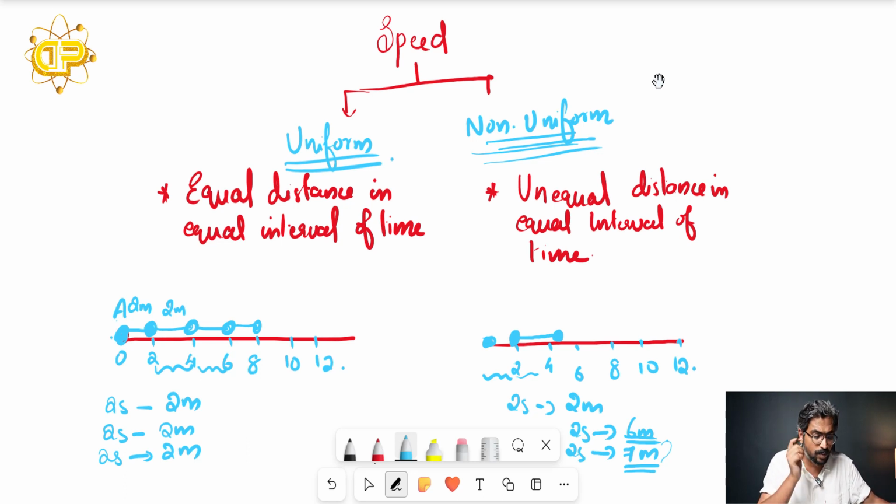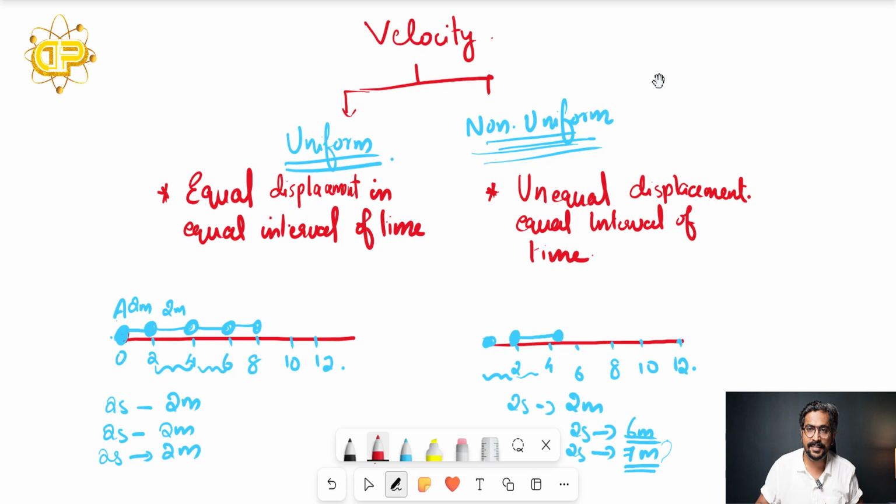In the case of velocity, you just change that, instead of distance, you change it to displacement. Let us see that. So now you can see on the screen what velocity is and what the different types of velocity are. It's also uniform velocity and non-uniform velocity. Here also you can see the definition goes like that.